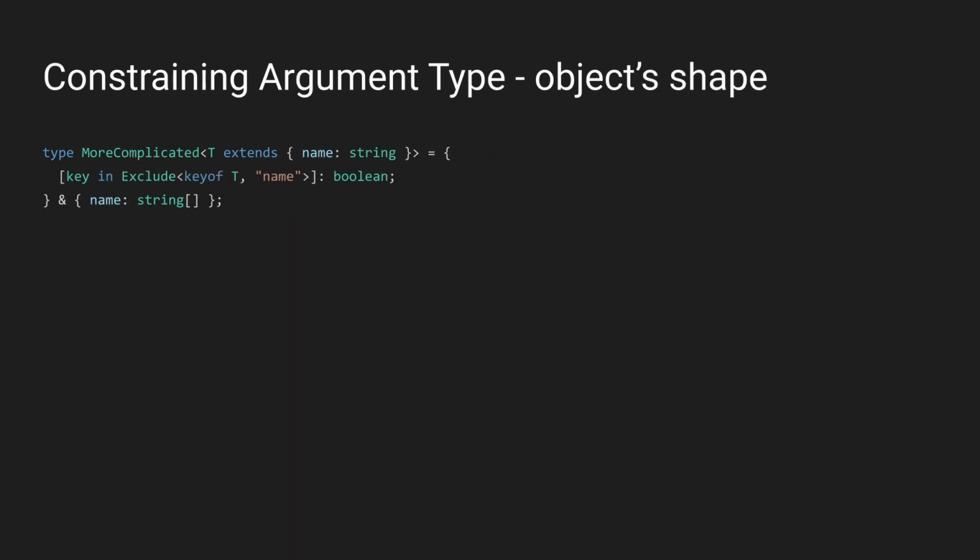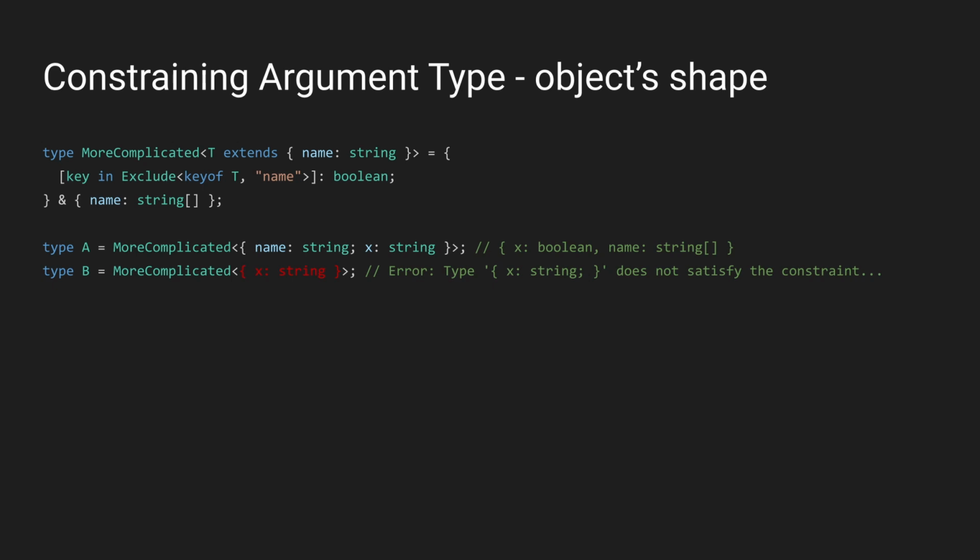The next example showcases how we can force that a passed object type must contain a specific key and value. We are using extends name string. Inside template implementation, we can safely assume that name key will be present. Our template is replacing every key with a boolean value. See how the name key is ignored and instead changed into an array of strings. This is not really a real-world example, but shows how we can constrain arguments if needed. As you can see, TypeScript will detect that pass type in the last line does not contain name string and reports an error.